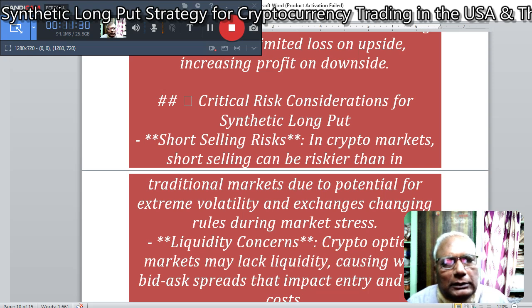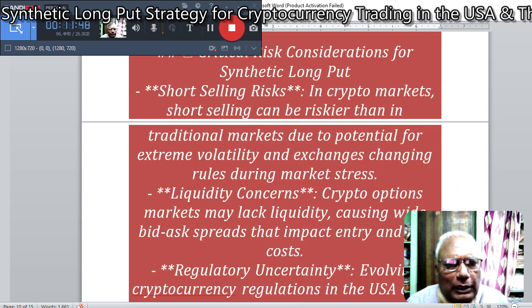Critical risk consideration for the synthetic long put: short selling risk. In crypto markets, short selling can be riskier than in traditional markets due to the potential for extreme volatility and exchanges changing rules during market stress.